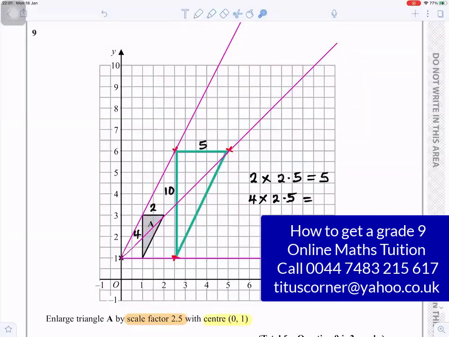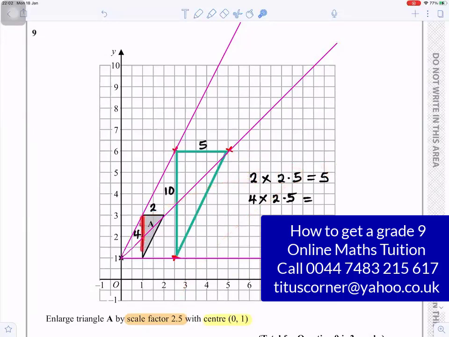Question number 9. Enlarge triangle A by scale factor 2.5 with the center 0, 1. So if I mark the center 0, 1 there, the scale factor is 2.5. That means everything is multiplied by 2.5. So A has this length there, 2. So we times 2 by 2.5, 2.5 is from the scale factor, and that gives us 5.